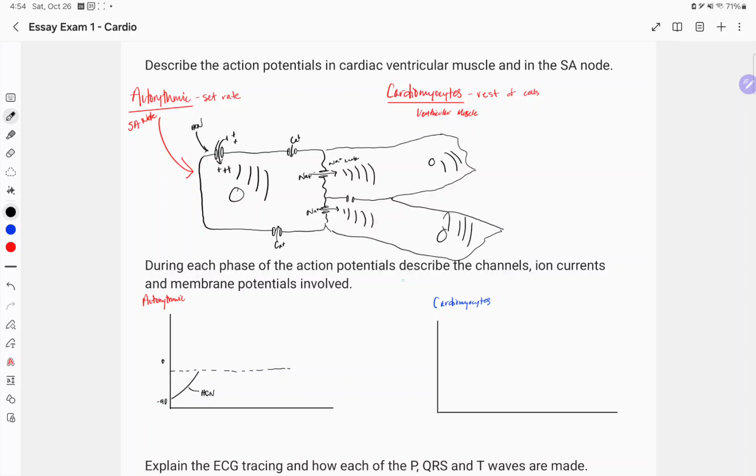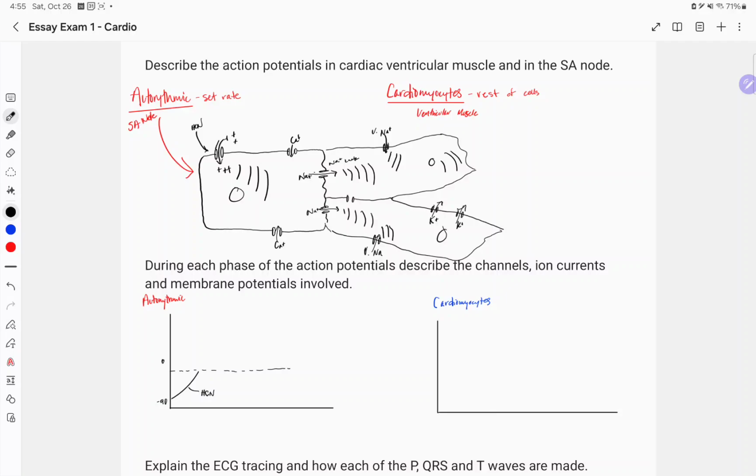We're going to have voltage gated sodium channels here on our cardiomyocytes, which is propagating these long action potentials. And then we have our potassium leak channels also, and voltage gated potassium channels that are on the cardiomyocyte membrane. So I'm going to show that in a graph here.